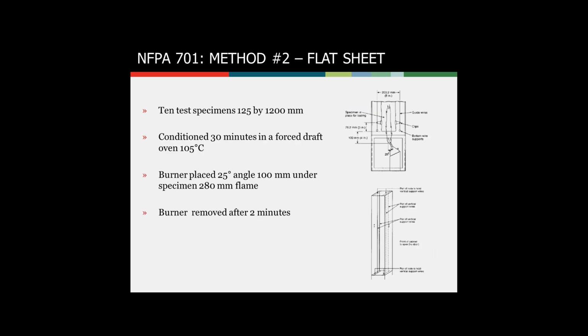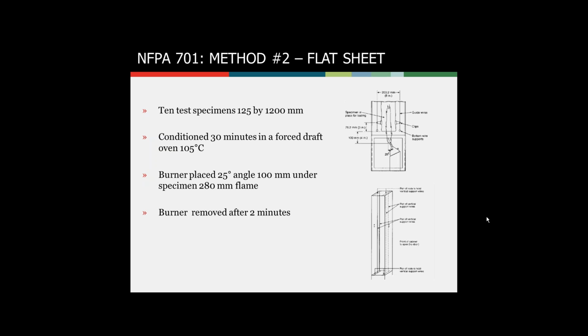When testing flat specimens, 10 whole test specimens cut widely separated over the entire length of the sample material and cut parallel to the lengthwise direction of the material, 125 millimeters by 1200 millimeters. Multi-layered specimens are sewn as specified in NFPA 701. Only specimens that cannot be folded are tested in the flat configuration. This means when folding and hung, they do not fan out at the bottom.